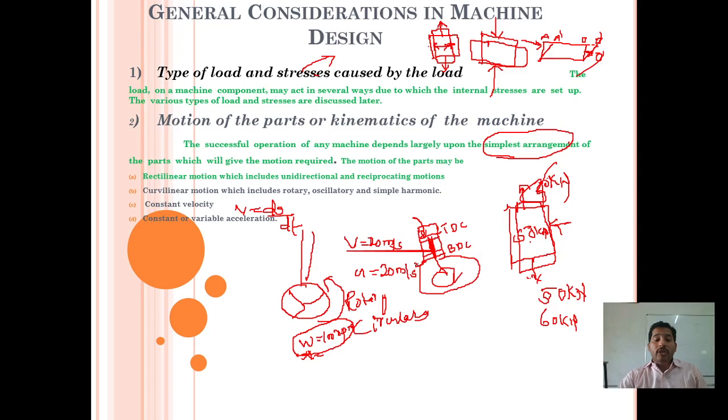What about constant acceleration? It is the rate of change of velocity with respect to time. So in constant acceleration also, it has to maintain the same acceleration. It should not vary. So it is a part of motion of the part, kinematics of machine, and how it works.